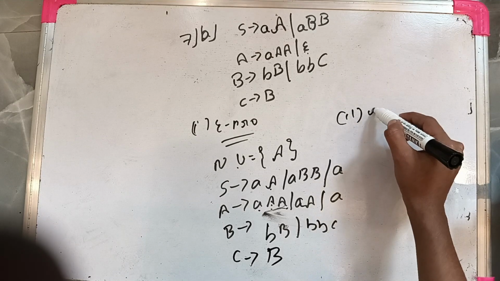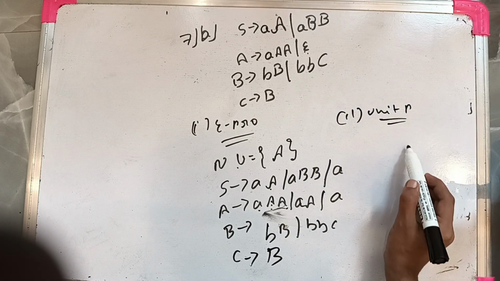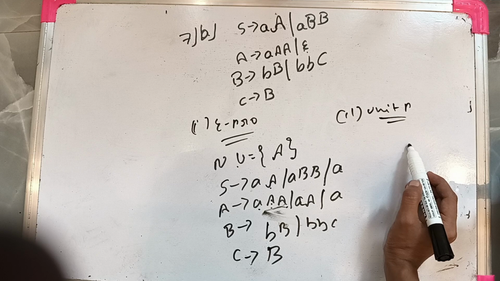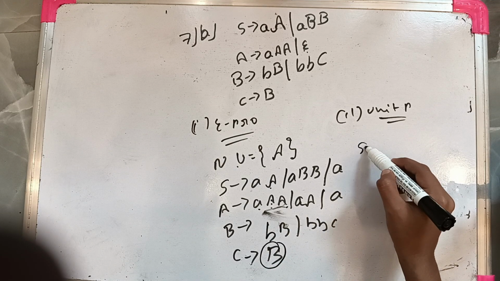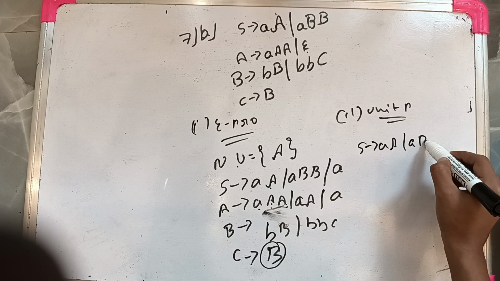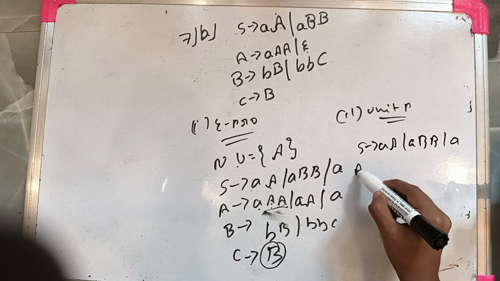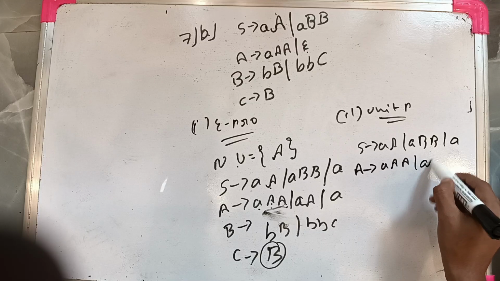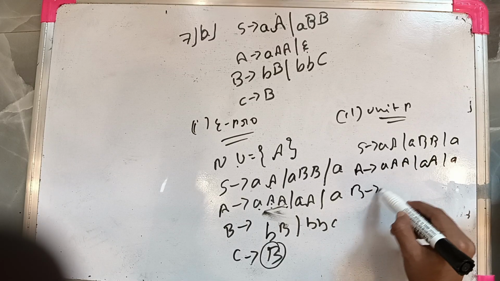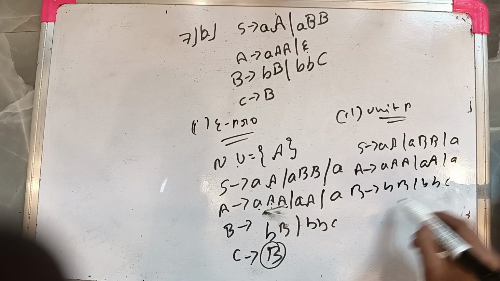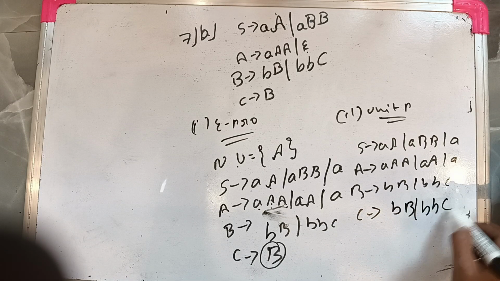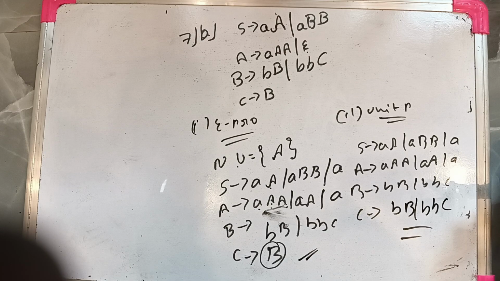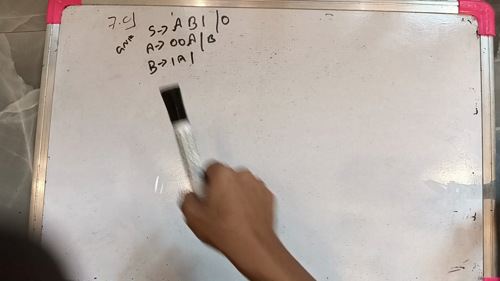Next they say remove unit production. So what are the unit productions here? Unit is only B. We need to substitute for it here. S gives A, A gives a, B gives BBC, and in the place of B we need to substitute BB and BBC. This is the answer. Next, 7C, what will they say?